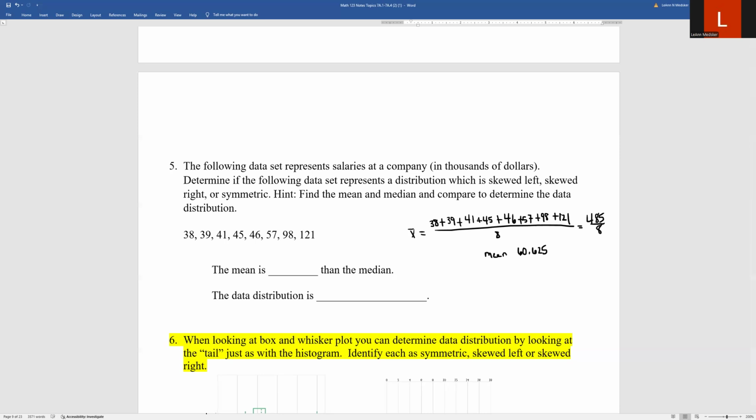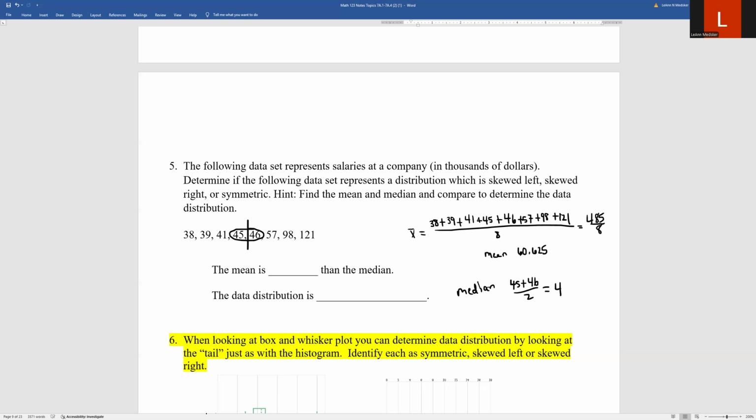Now your median, remember, is based off of the middle. Luckily, these are already in order from least to greatest. I just double checked that, so we don't have to do anything special there. We just have to know how many numbers we had. We had 8. When you have 8, remember the median is somewhere in the middle between the two middle numbers, because we have an even set of data. So we take those two middle numbers, add them together, and cut it in half.